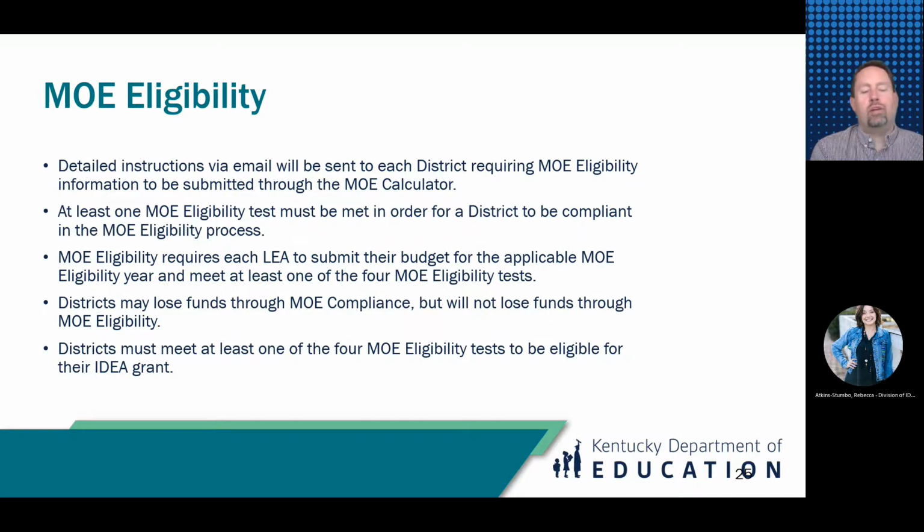And again, you could lose funds through MOE compliance, which is what we've been talking about for most of this presentation, but you won't lose funds with MOE eligibility. With MOE eligibility, you just have to budget enough. And what will happen is if you haven't met a test through MOE eligibility, you wouldn't receive your IDEA allocation or your allotment for that year until you meet that. But you're not going to lose funds. You just have to budget enough until you meet one of the tests.